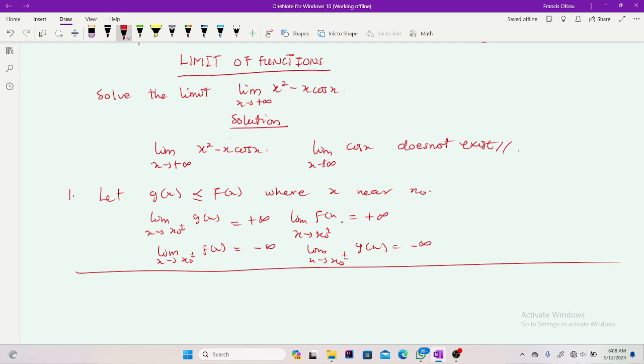On that note, let's try and analyze our problem here. It's the limit as x approaches positive infinity of the expression x squared minus x cos x. This is the problem I'm talking about. So how do you solve such a problem? Let's see.